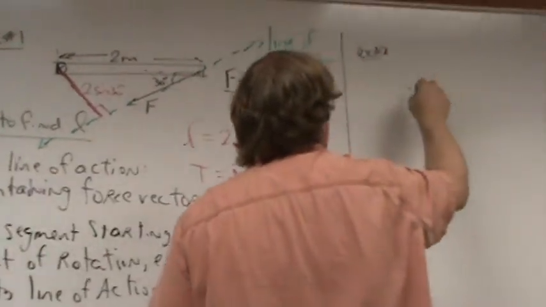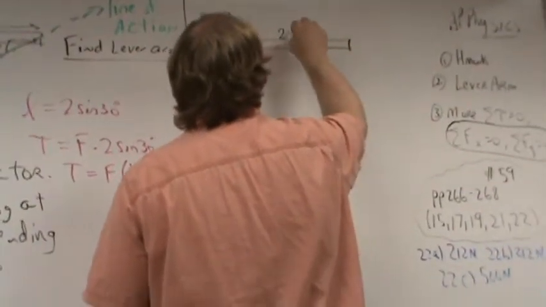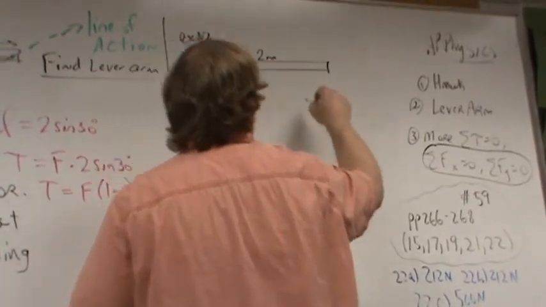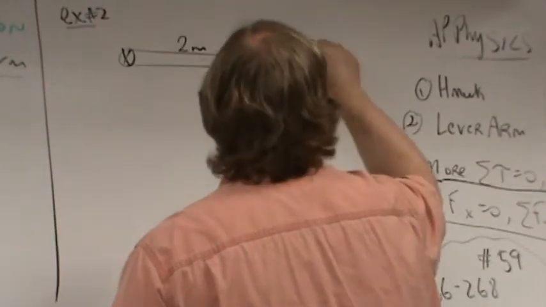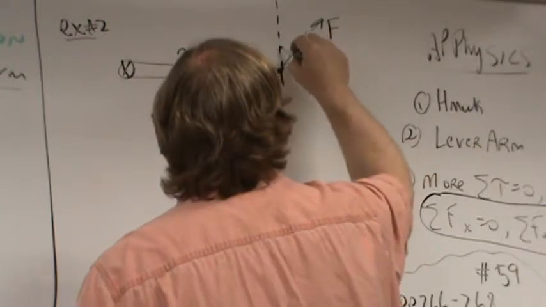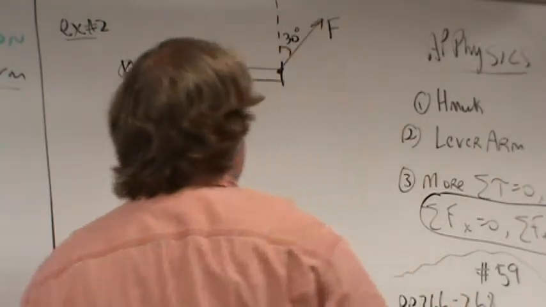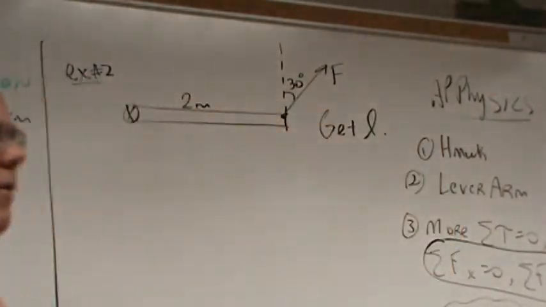Example number 2. We'll call this 2 meters. And I'm going to exert my force this way. And this will be a 30-degree angle. Okay? I'd like everyone to please get me the lever arm now. Draw your line of action. Draw the perpendicular from the point of rotation to the line of action. And get the length of that perpendicular. Good luck.